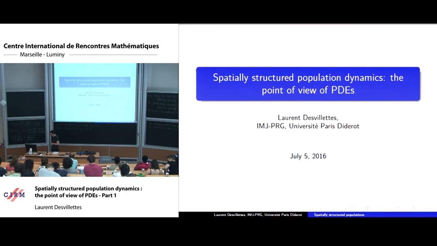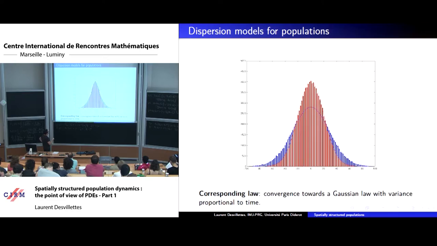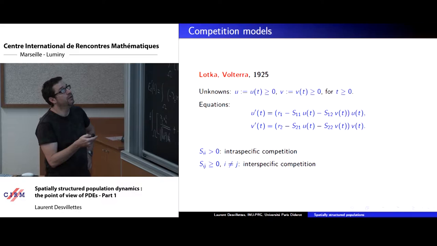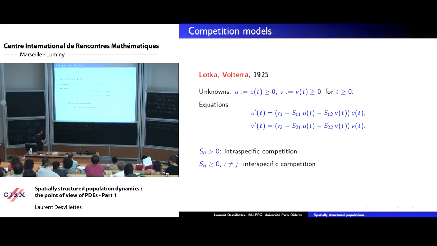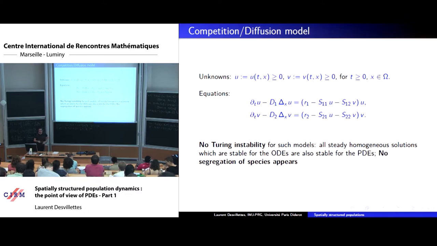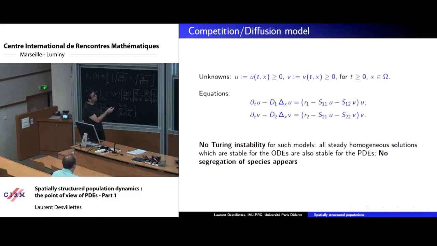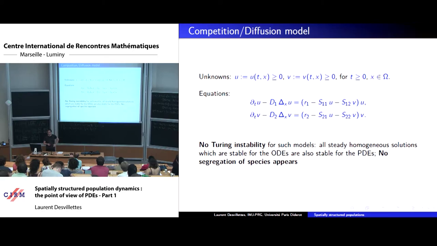So, let me recall a few things about what we said yesterday. If you remember, we ended up with the following statement: when you consider Lotka-Volterra type equations, which are related to competition between two species, then you have a structure at the level of the right-hand side which makes it impossible to produce Turing-like instability, and this is really related to the sign that you have in the matrix when you linearize this around an equilibrium.